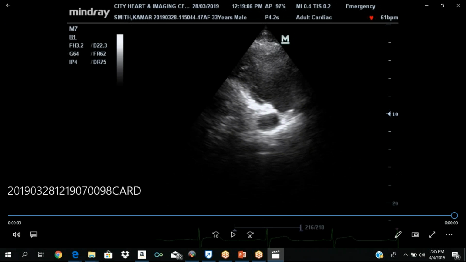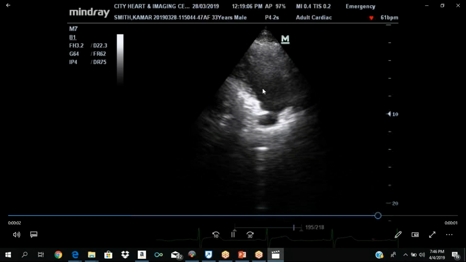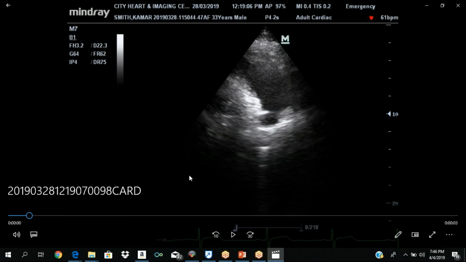So this is your RV inflow view. Remember, to get the RV inflow view from your parasternal long axis view, you just tilt your transducer towards the left axilla, and you're going to get something that looks like this. This is your tricuspid valve right there. So this is the RV inflow view.